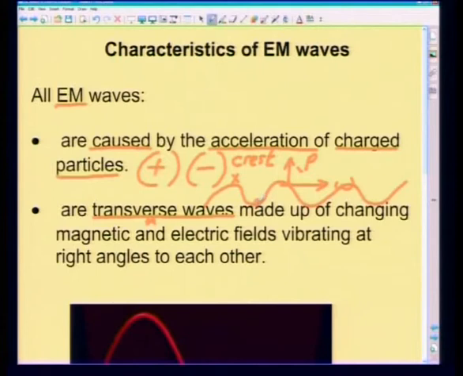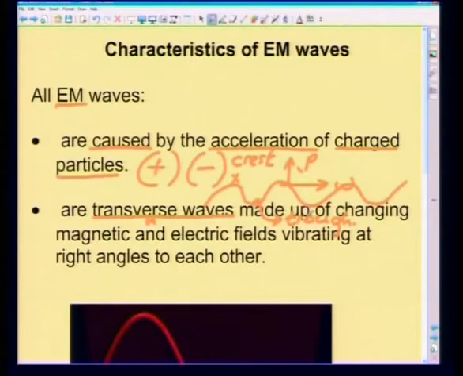You would have the bottom part of the wave called the trough. Now, these electromagnetic waves are in that particular format. They don't occur in the form of longitudinal waves, but they occur in the form of transverse waves. Now, these transverse waves are made up of changing magnetic and electric fields vibrating at right angles to each other.